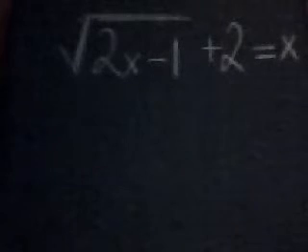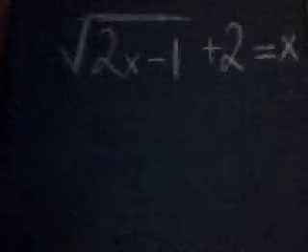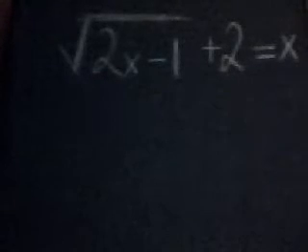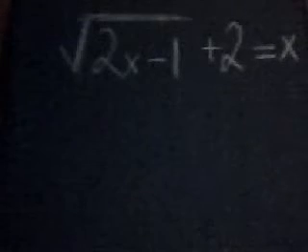Hi guys, today we'll be learning how to solve a radical equation. Our problem is the square root of 2x minus 1, and outside of the square root is plus 2, equals x.